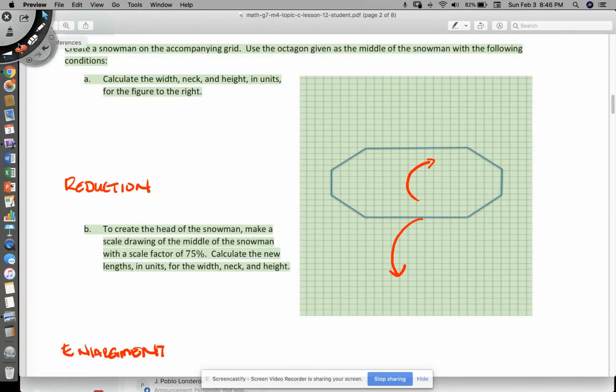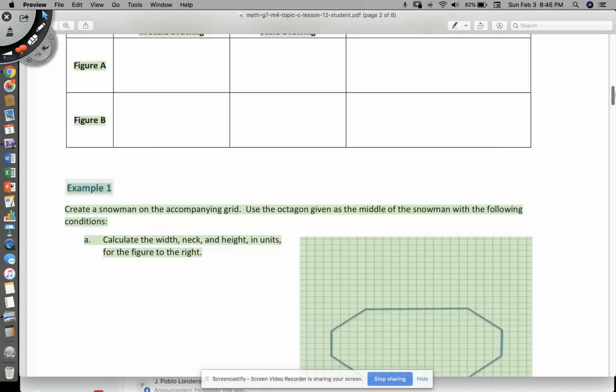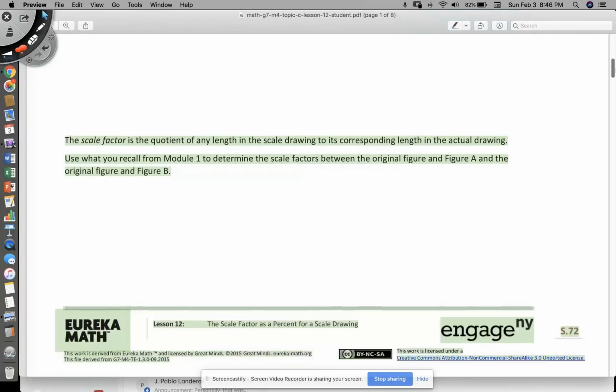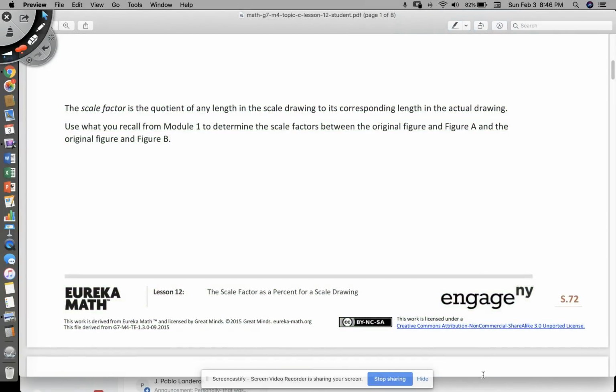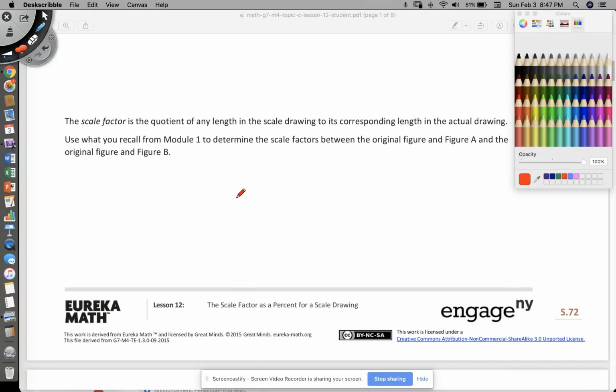So the scale factor is the quotient of any length in the scale drawing to its corresponding length in the actual drawing. Use what you recall from Module 1 to determine the scale factors between the original and figure A, and the original and figure B.